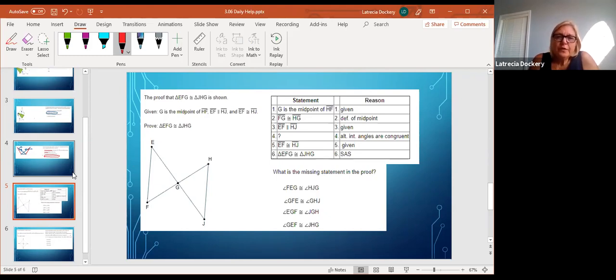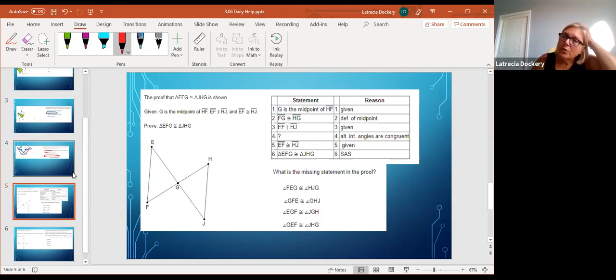The proof that triangle EFG is congruent to triangle JHG. So the one on the left and the one on the right is shown. The given: G is the midpoint of HF, EF is parallel to HJ, and EF is congruent to HJ. Prove that triangle EFG is congruent to triangle JHG.